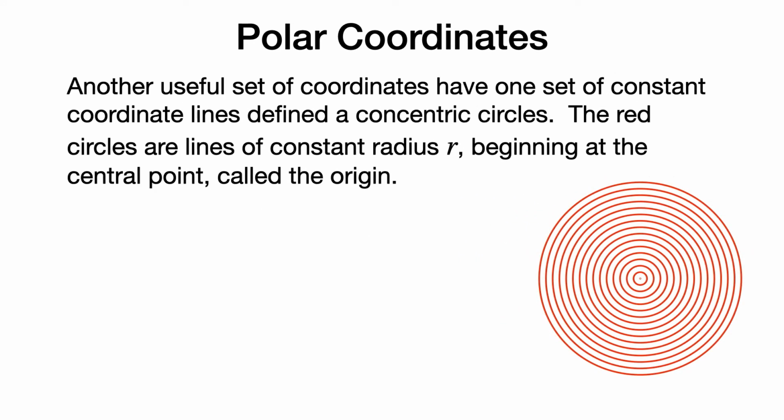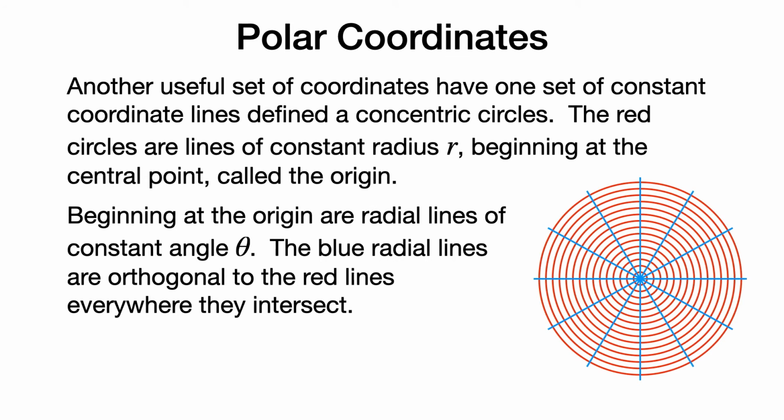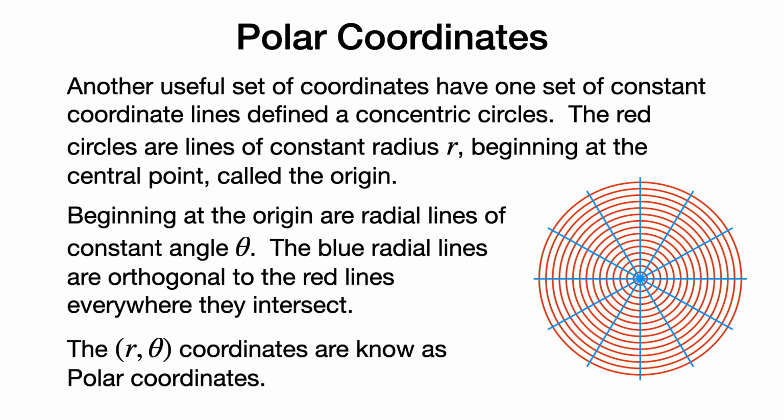Another useful set of coordinates have one set of constant coordinate lines defined as concentric circles. The red lines are lines of constant radius r beginning at the central point called the origin. Beginning at the origin are also radial lines of constant angle theta. The blue lines are orthogonal to the red lines everywhere they intersect. The r theta coordinates are known as polar coordinates.